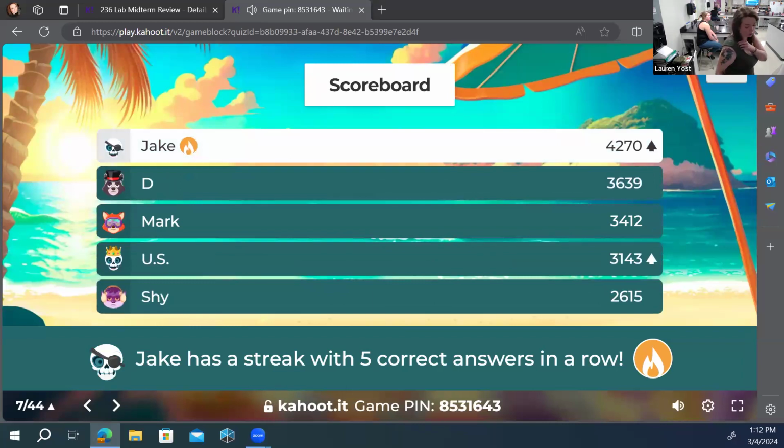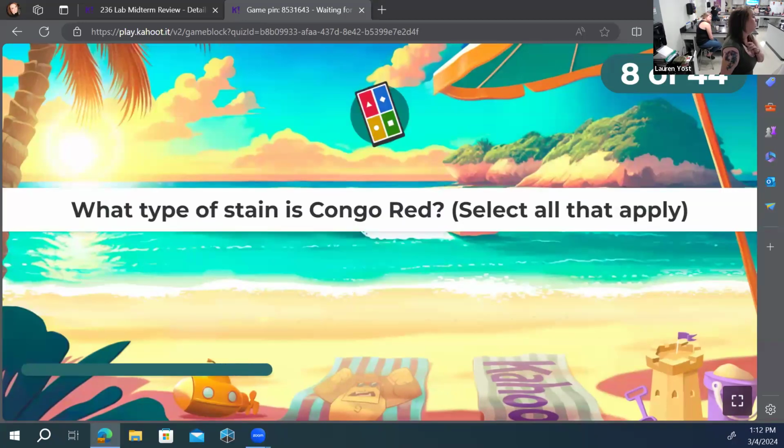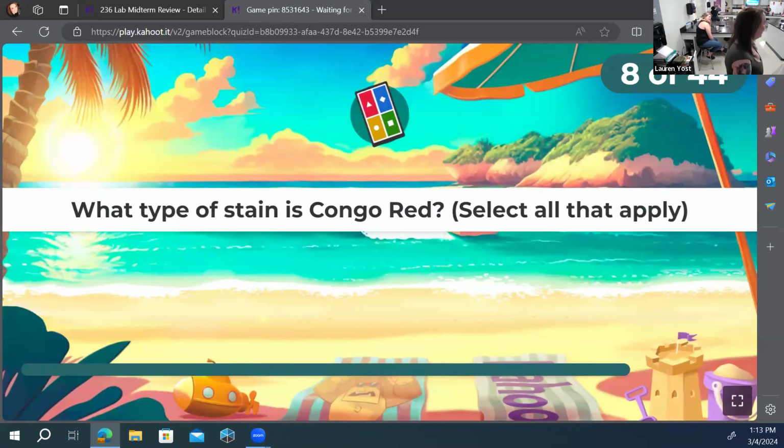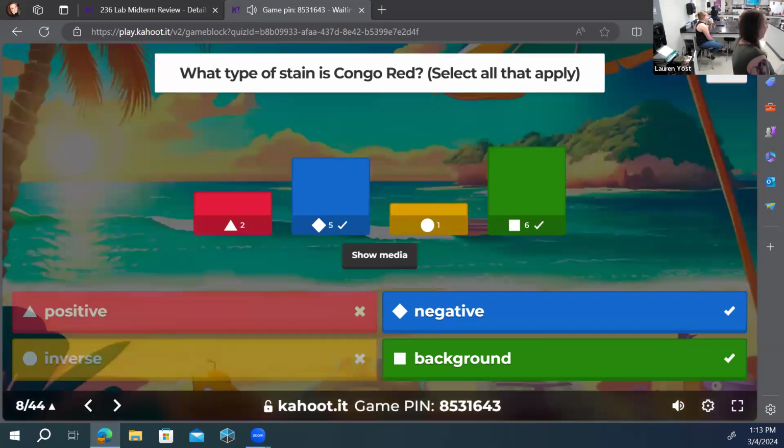That's probably the next question. Watch it be. Oh yeah, what type of stain is Congo red? So this kind of has two answers technically. Yep, good job, guys. So you remember this is a negative stain, and negative stains are staining the background. So good job. That's correct.